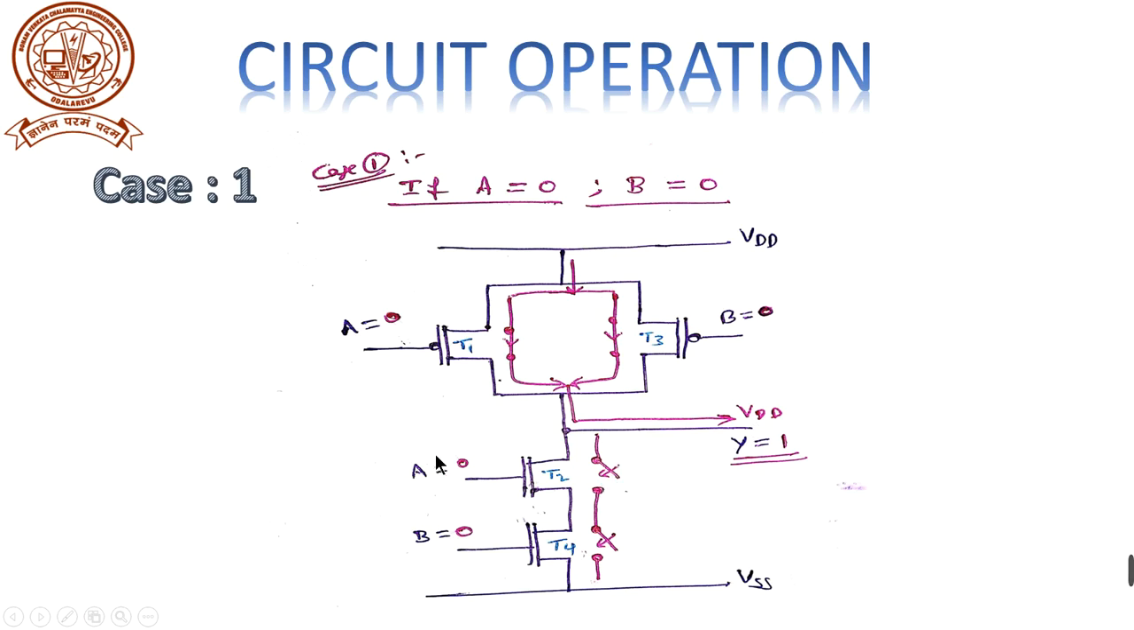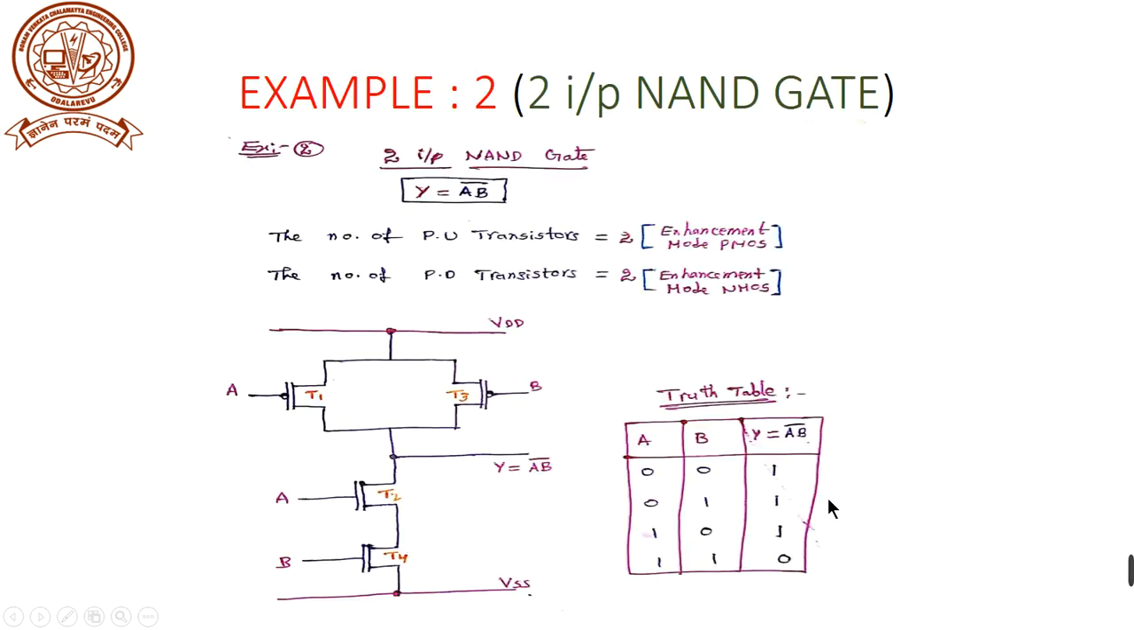And because both the transistors T2 and T4 are in off state, they simply act as open switches. If it is open, there is no current flow from VDD to ground. That means the entire VDD flows towards the output. That is Y is equal to VDD, that is equal to logic 1. When both the inputs are 0 0, the output should be 1. That is the first condition satisfied.